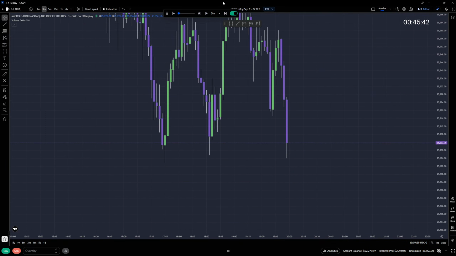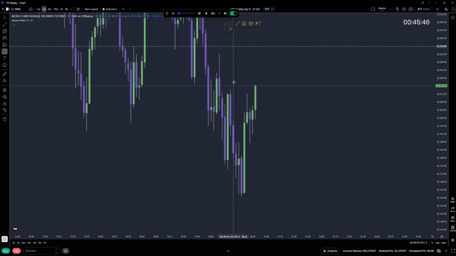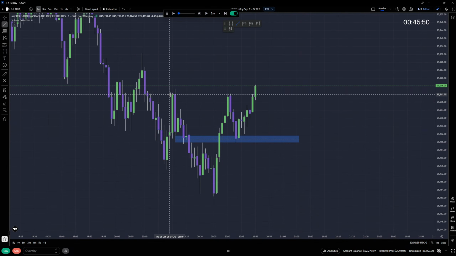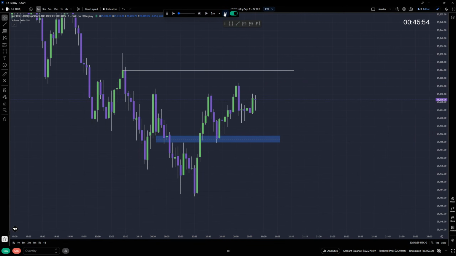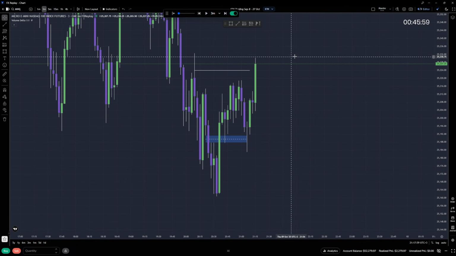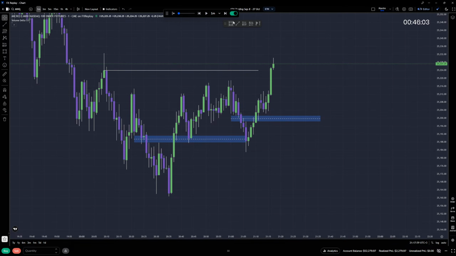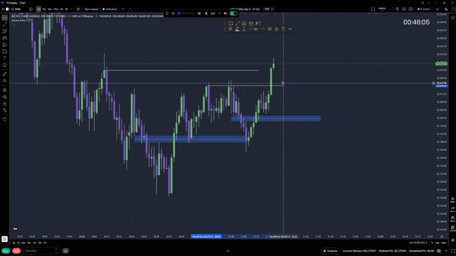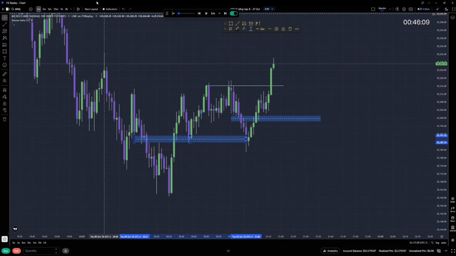Rejected. Gap close. First high. Next high. Got this gap close as well. And this side and this side. So that would be my entry.